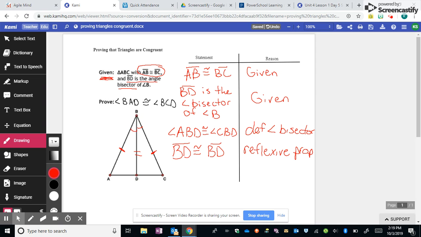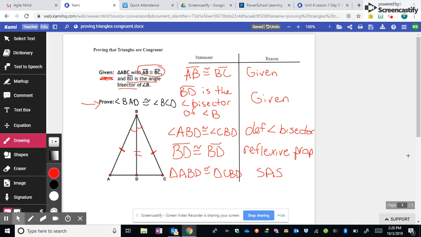So now these two triangles are congruent because there's a side, an angle, and a side. So I'm going to say triangle ABD is congruent to triangle CBD because of side, angle, side. So that's not what we're trying to prove though. In the end, we're trying to prove that two angles are congruent. After we say the triangles are congruent, we know all their parts are congruent.